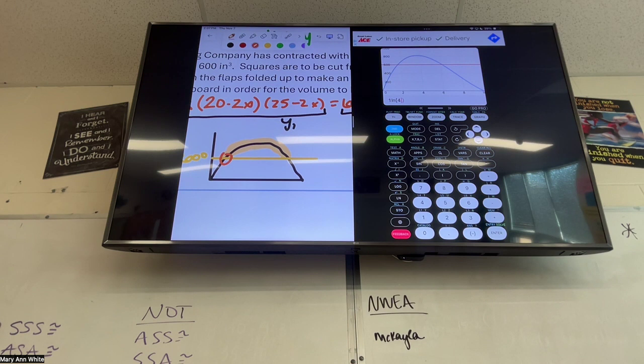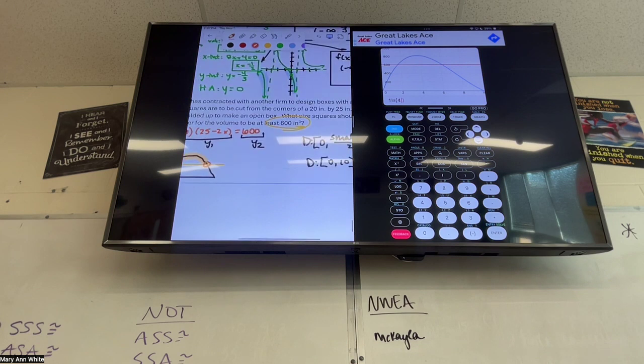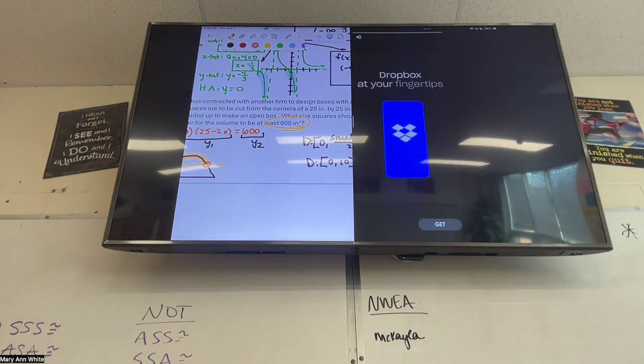How do I find these points? Intersection. Intersection. Second trace, intersect.